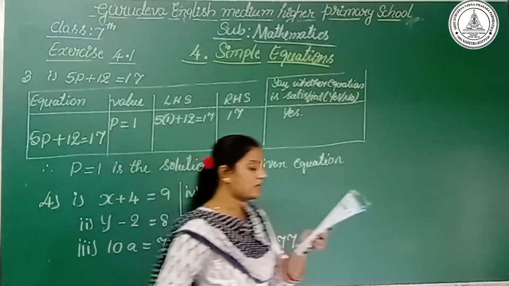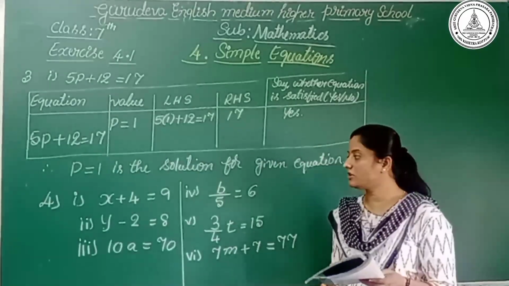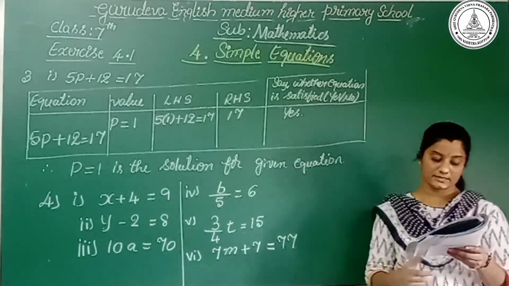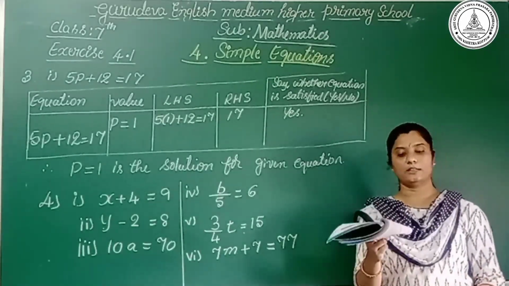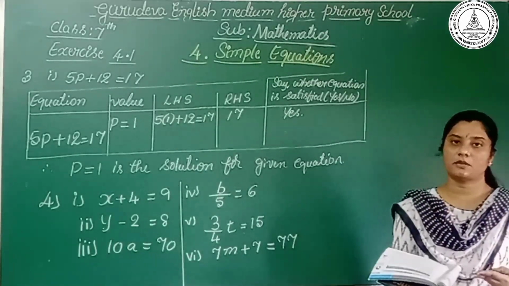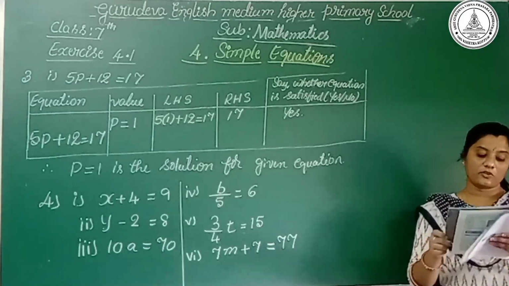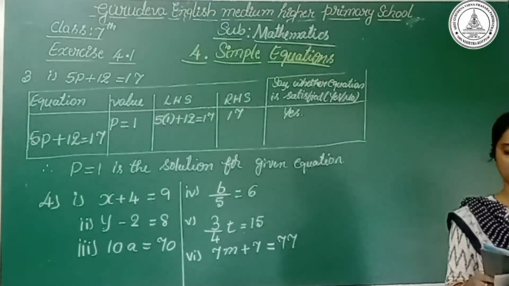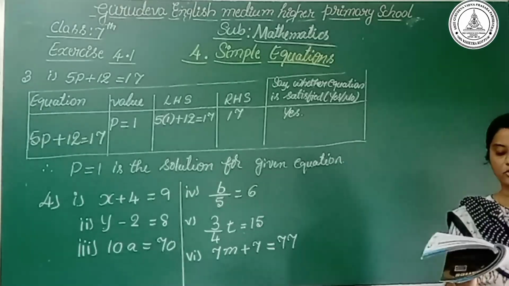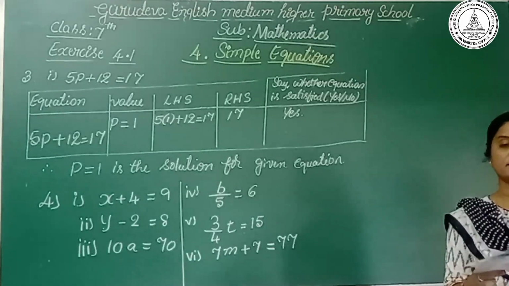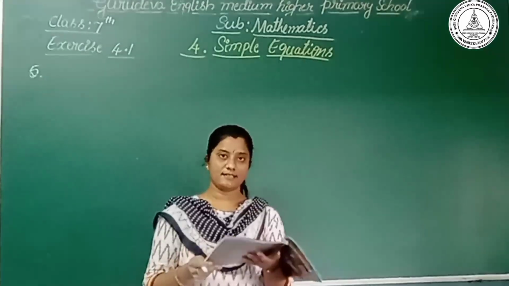Then at the same time we have to write the equation for the rest of the statements. That is the 7th one, 8th one and 9th one. There are only 3 remaining statements. So you have to write the equation for the rest of the statements. Okay. Then let's move on to the fifth question. Write the following equations in statement forms.